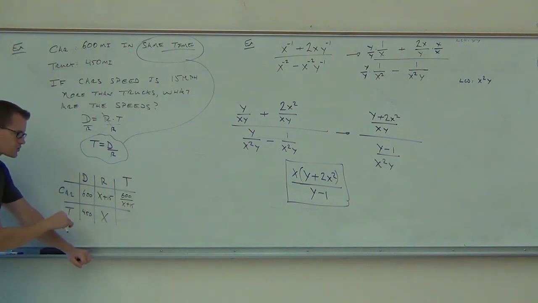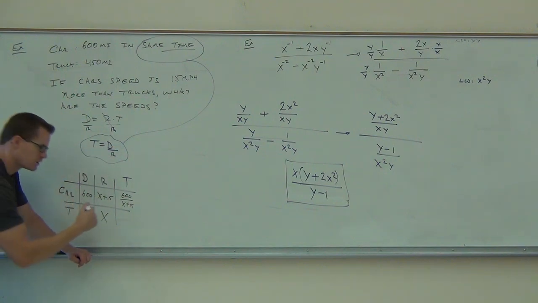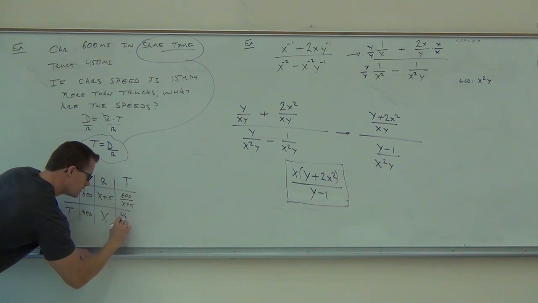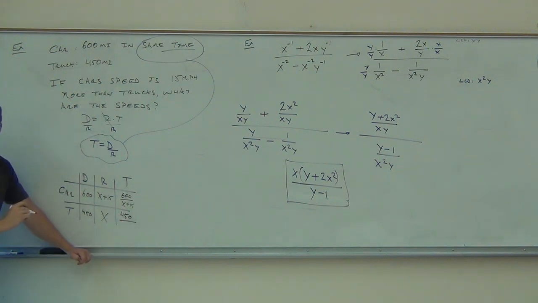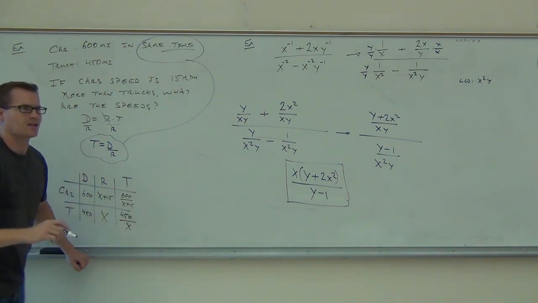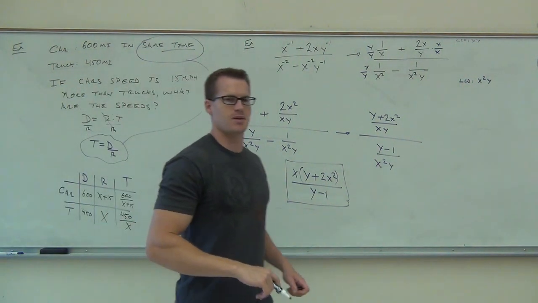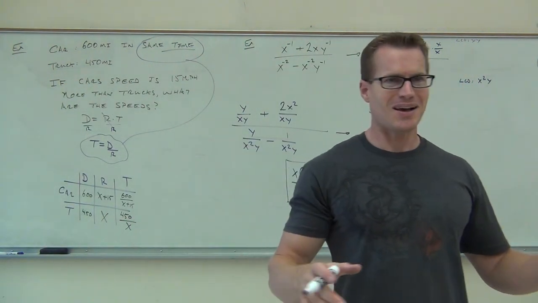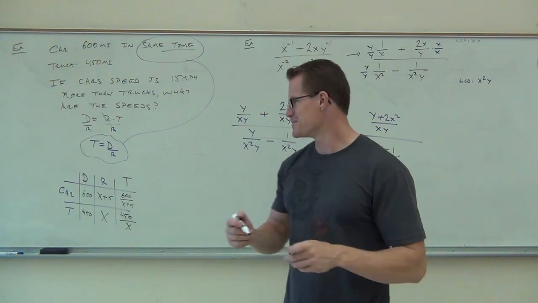Now, time for the truck. Time equals distance over rate. What's the distance for the truck? 450. What's the rate for the truck? X. Yes. Now, last thing in our... Oh, it's going to be perfect timing. Last thing... Don't look at the clock. I looked at the clock. I'm telling you, it's perfect timing.